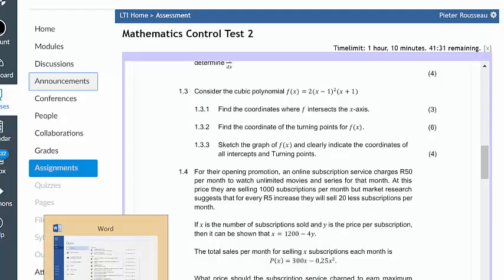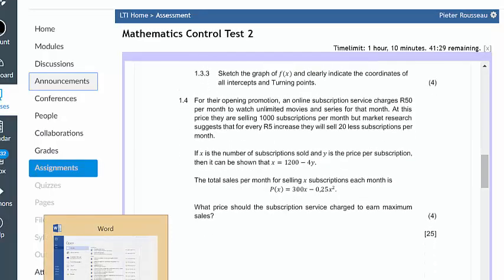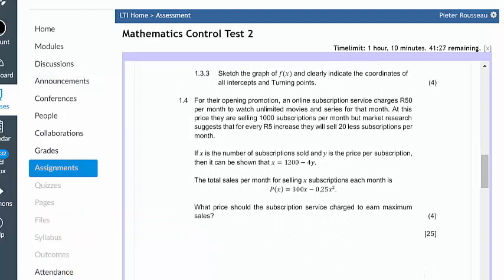Maybe let's just do this last one. It's getting to be a bit of a long video, but let me just do this last question. This says, for the opening promotion, an online subscription service charges 50 Rand per month to watch unlimited movies and series for a month, like Netflix. At this price, they are selling 1,000 subscriptions per month. But market research suggests that for every 5 Rand increase, they will sell 20 fewer subscriptions per month.